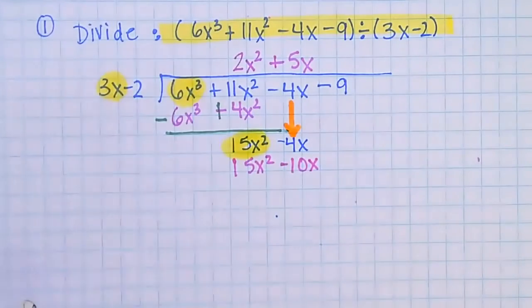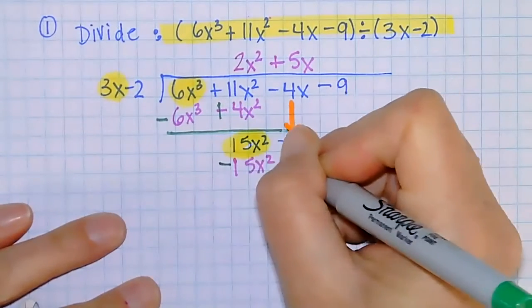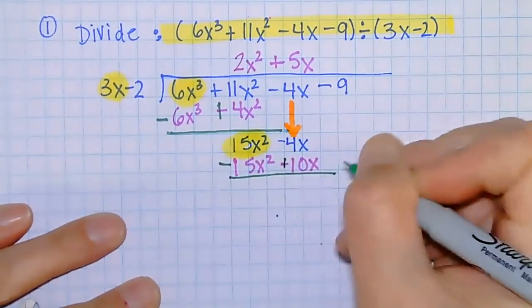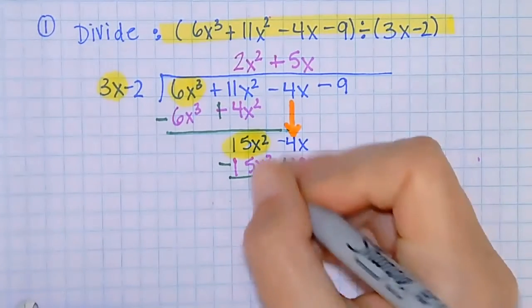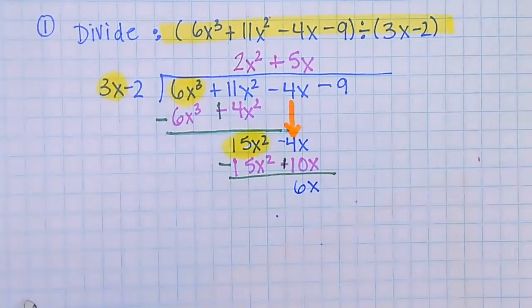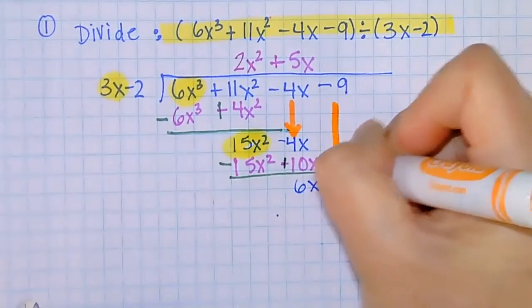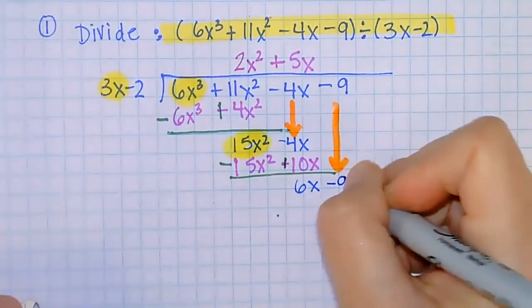And then again, I'm going to subtract, just going to make everything opposite. So now this is a negative and this is a positive. And when I do that math, that cancels out. Here I get a 6x. And again, I'm going to bring down the next term, a negative 9.